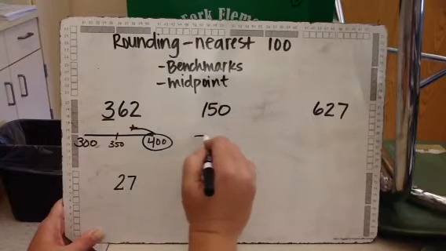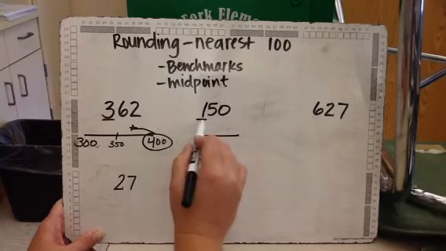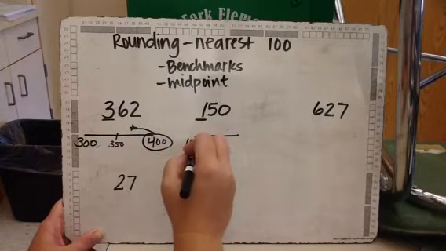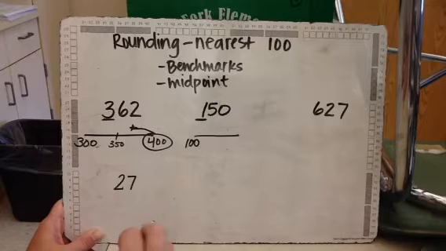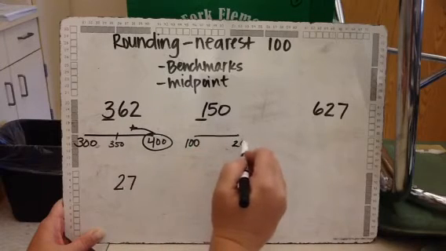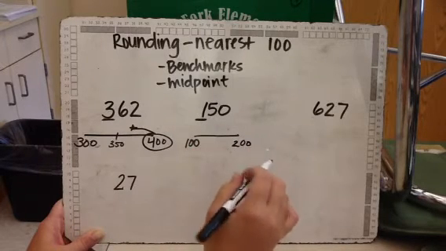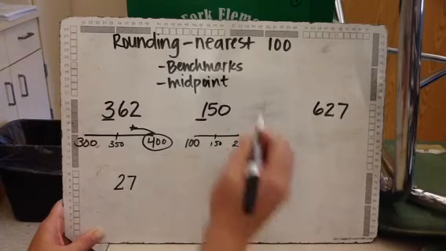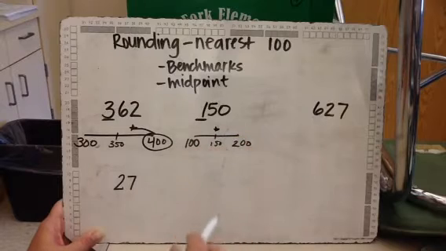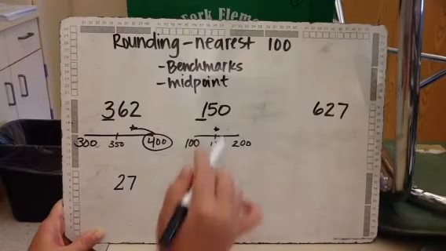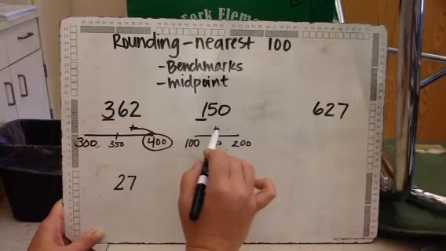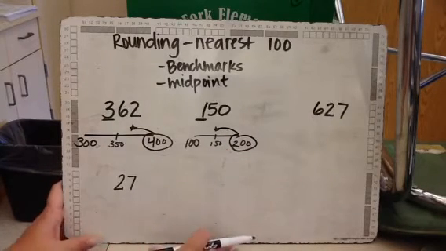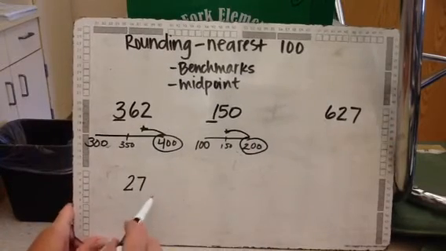Let me do another example here for you. So 150, looking at that hundreds place. 150 is in the 100s, so my first benchmark is 100. Now my next benchmark would be 200. And again, that midpoint is 50s, so it's 150, right in the middle there. My number is the midpoint. So remember, if you are the midpoint, it always is going to round up to the next benchmark also. Always, always, always.